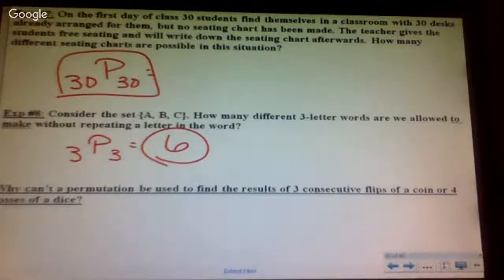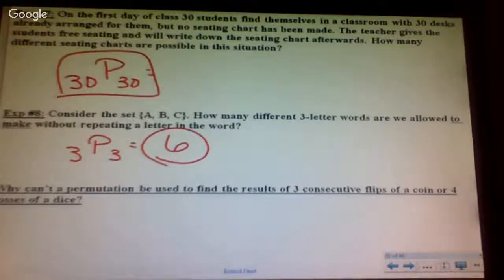Proper English, my friend. Why can't a permutation be used to find the result of 3 consecutive flips of a coin or 4 tosses of a dice? You can get the same one back to back. If I flip a coin, I can get heads twice in a row. I'm not eliminating anything. There cannot be any repeated.